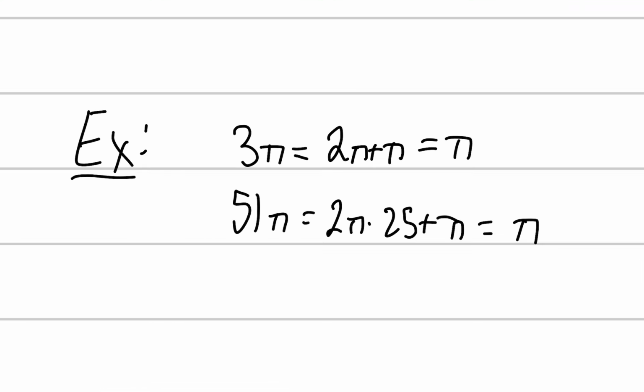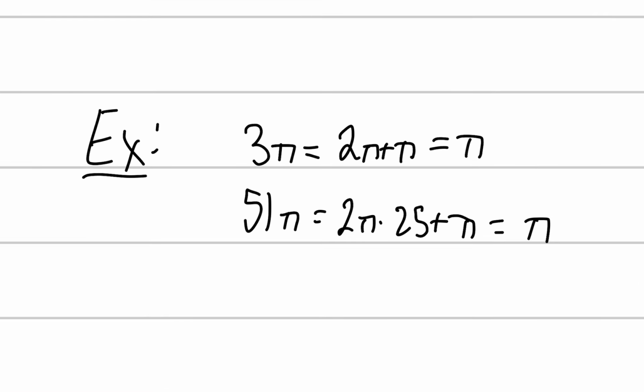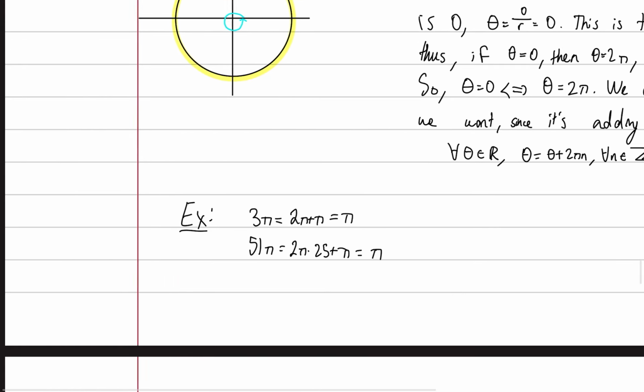Here is an example. 3 pi is 2 pi plus pi, which is just pi. And we're taking the principal argument of the angle. It's called the principal angle or principal argument, as you might hear, because we want to only consider between 0 and 2 pi. So in this case, for 51 pi, well, it's 2 pi times 25 plus pi. And the 2 pi times 25 is just 0, so we just get pi.